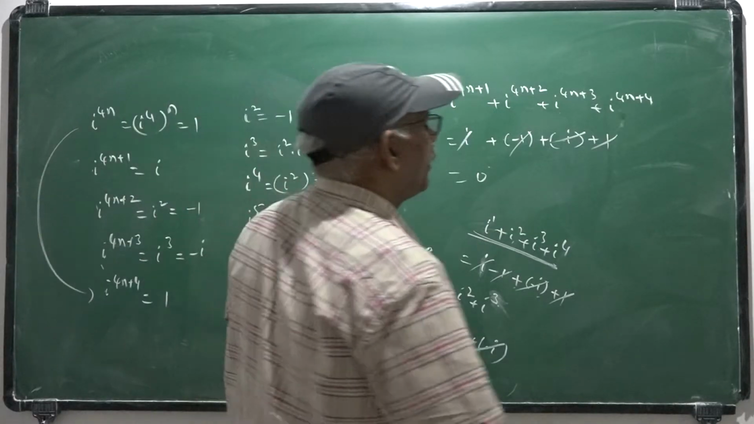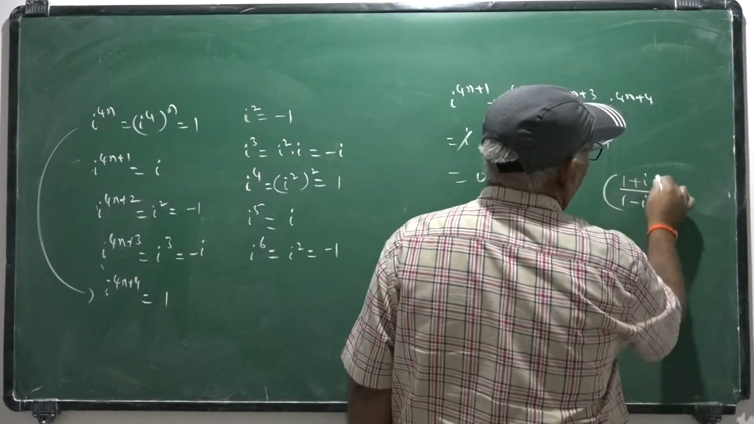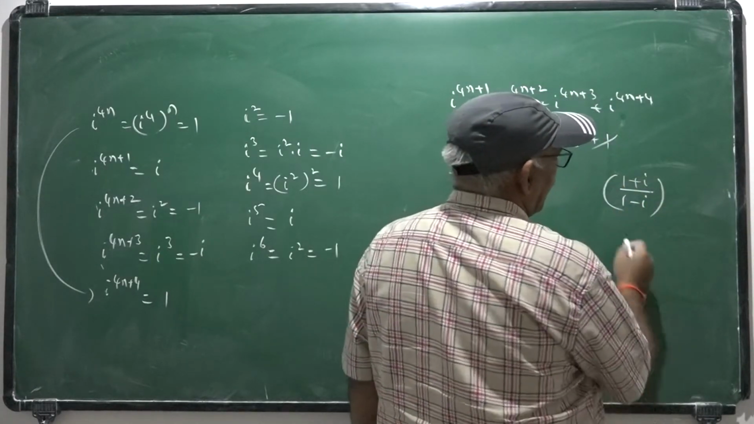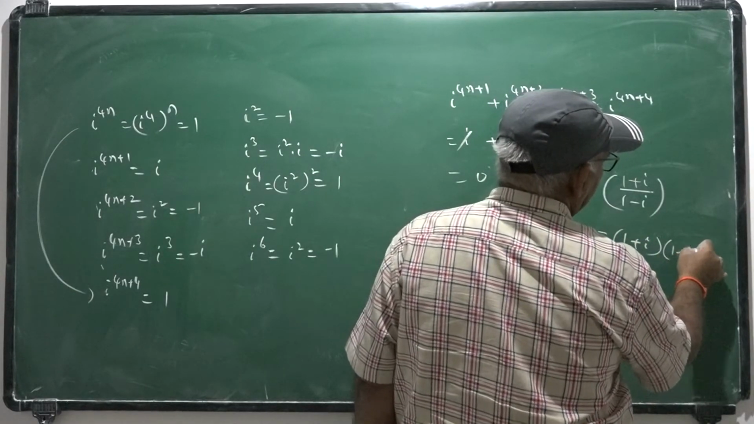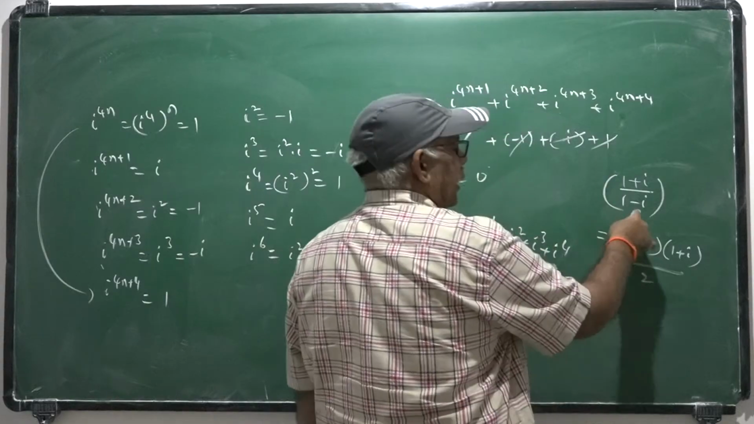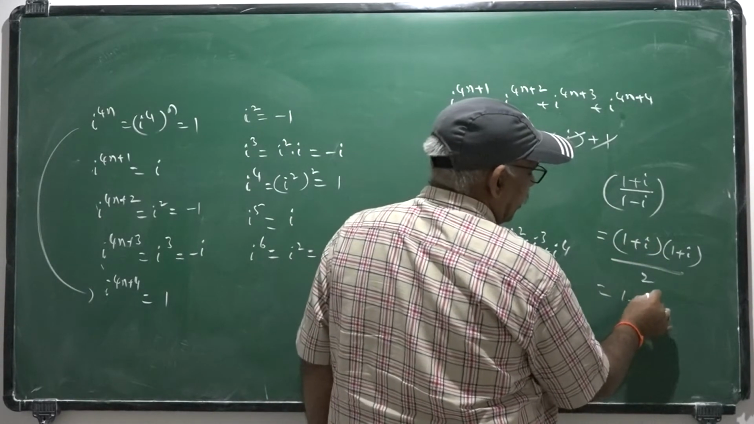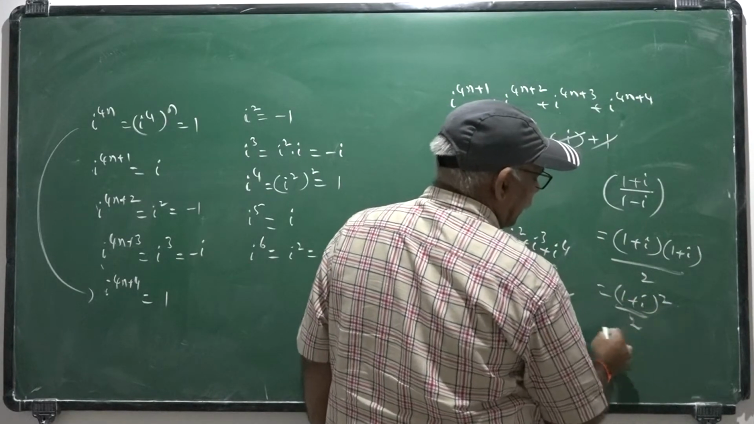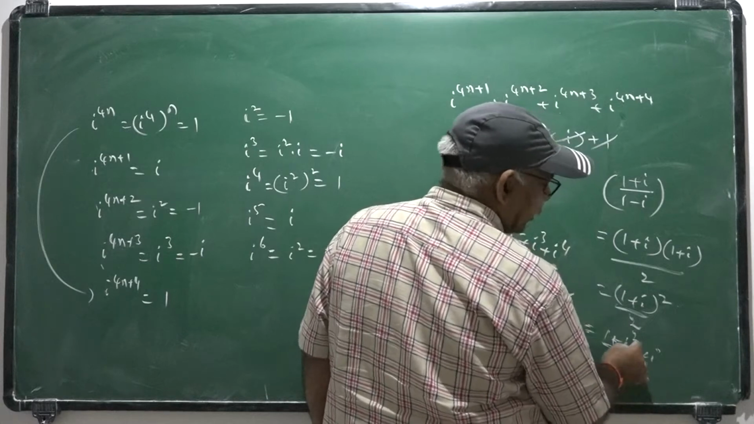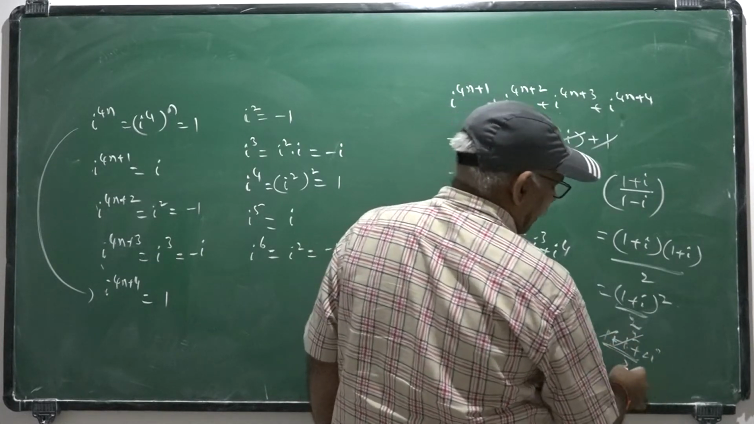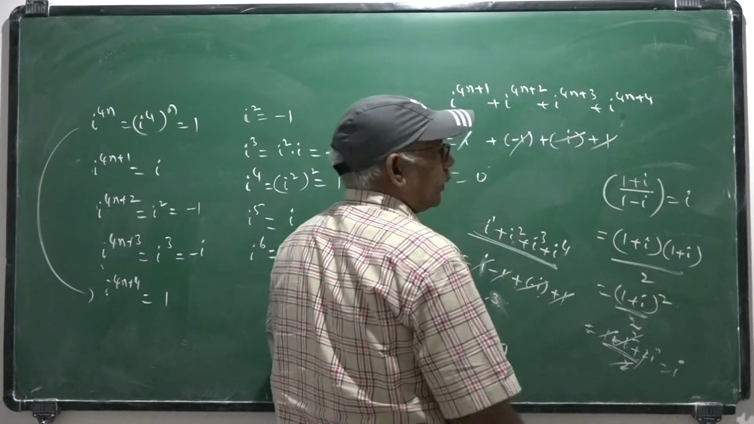Sum of 4 successive powers of i is always equal to 0. And one more important point, once you consider 1 plus i by 1 minus i, it is nothing but 1 plus i into 1 plus i by 2, since 1 minus i into 1 plus i is 2. Taking this, 1 plus i whole square by 2, that is 1 plus i square plus 2i by 2. i square stands for minus 1. You can remove these. This is i. So the value is i.